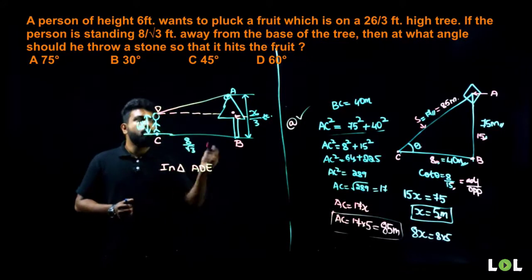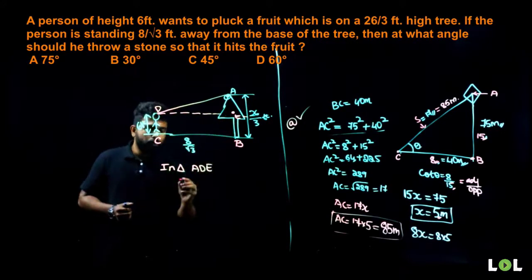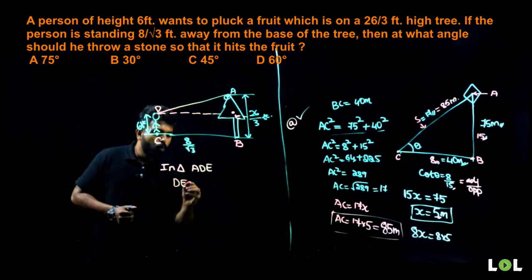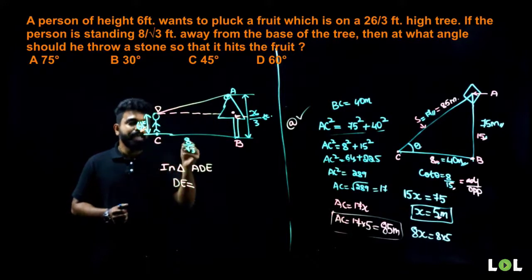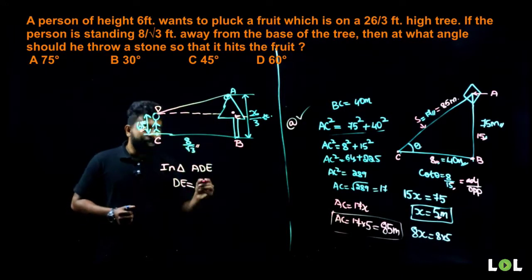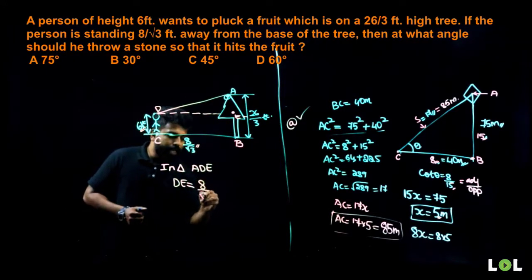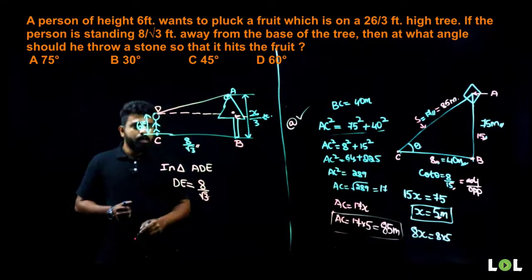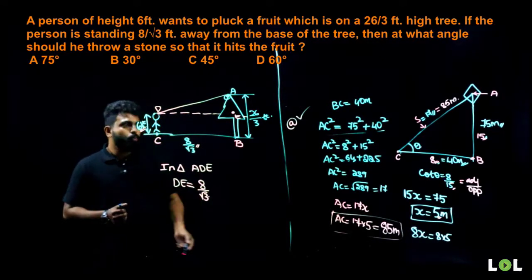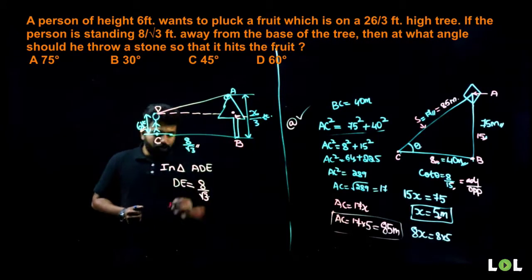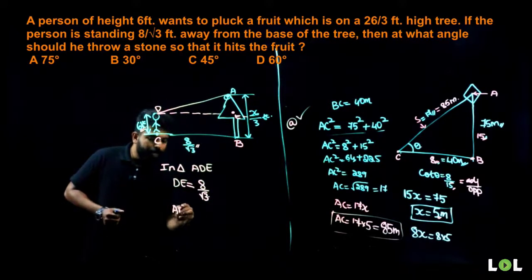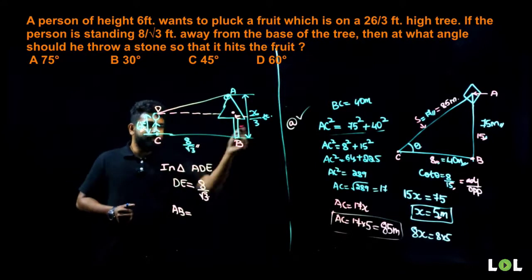what do we know? We know DE, the value DE. What is DE? It is parallel. We have drawn a straight line, so it is also equal to, I'm sorry, it is also equal to 8 by root 3. DE is 8 by root 3. Now, what else do we know? We know that the total height of the tree is 26 by 3. So, total height is nothing but AB. AB is equal to 26 by 3.